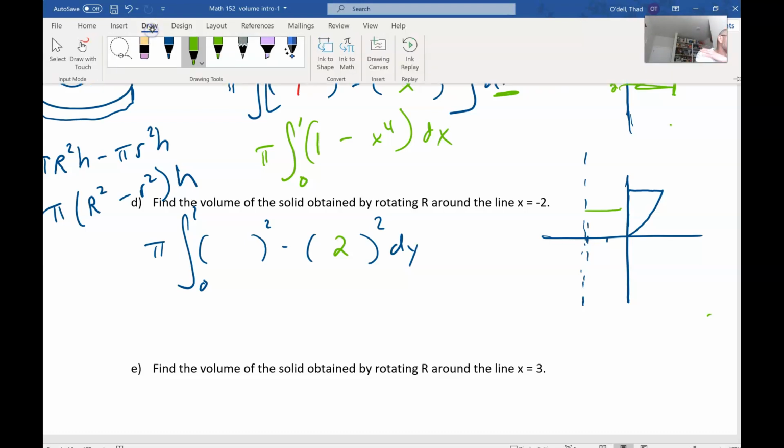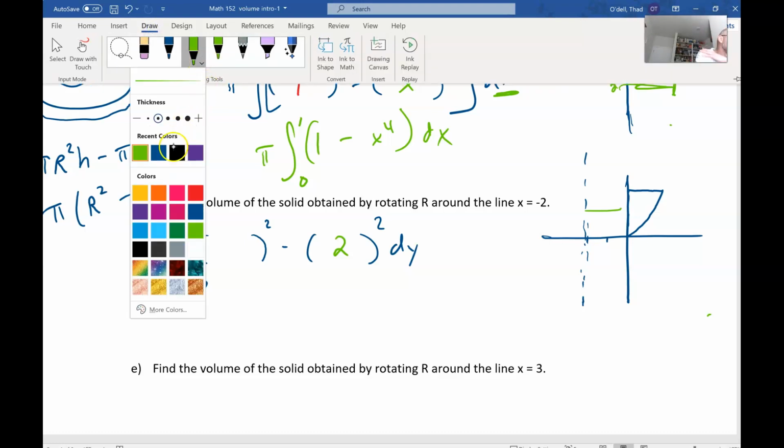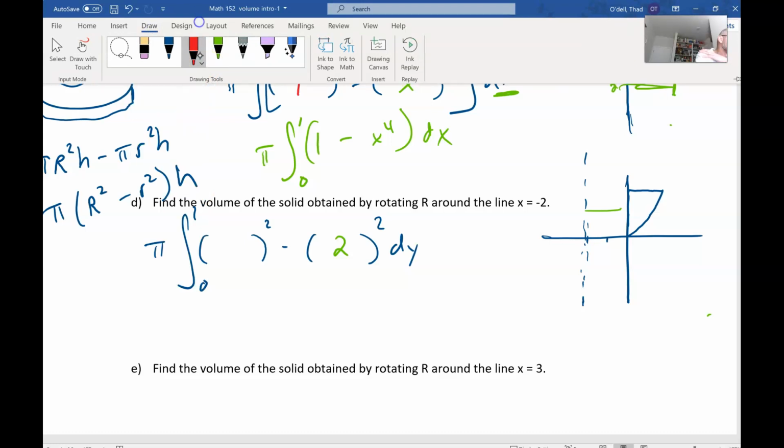Now we need to get the big R. I'll go back to red here. Red is pretty. Okay, and let's draw some examples of the big R.